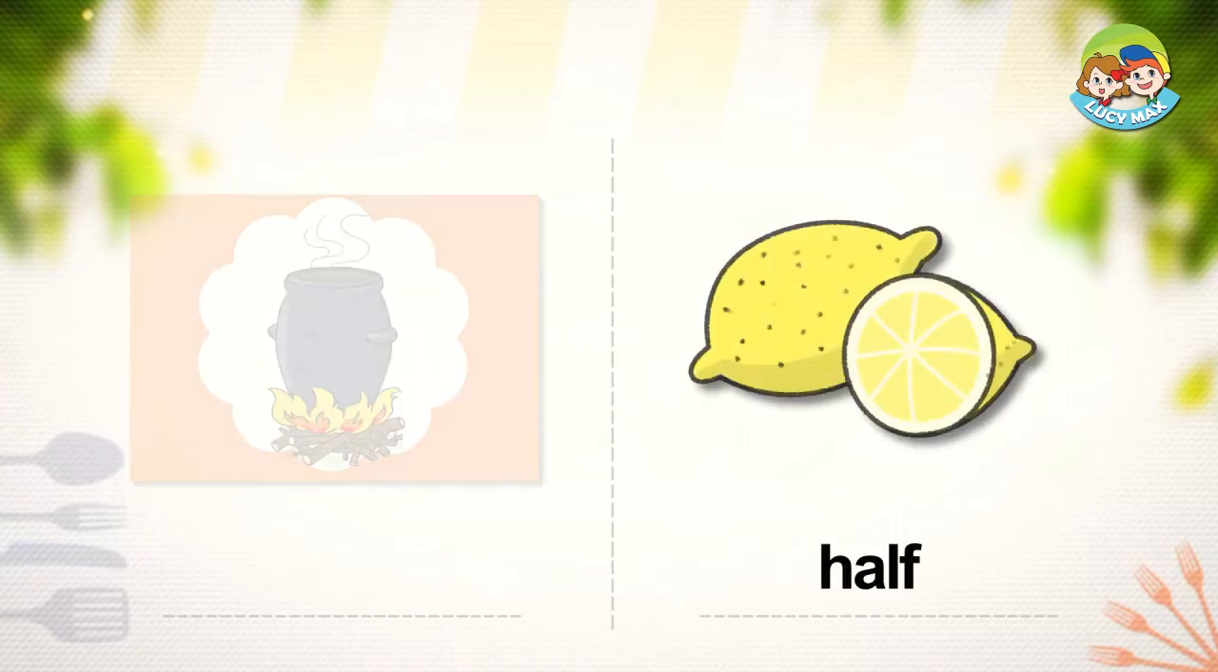Half. A half is one of two equal parts. The picture shows a full lemon and half of a lemon. The arrow points to the half. It is cut in half.